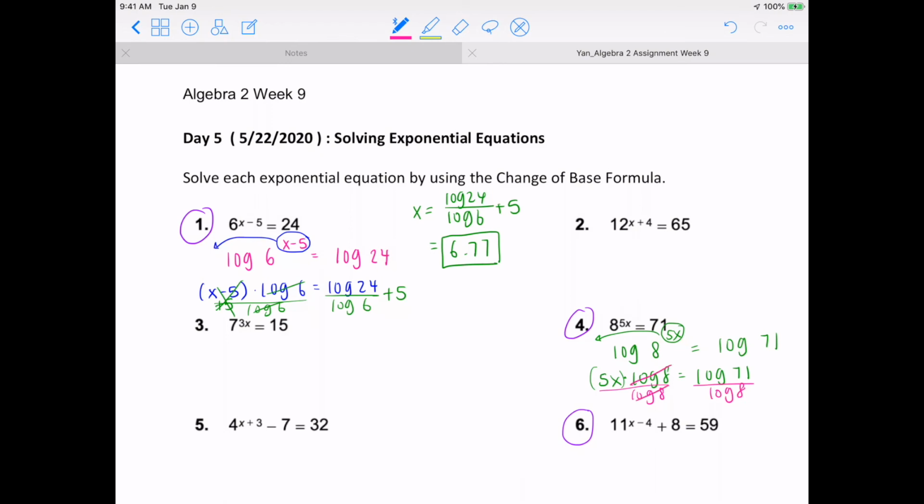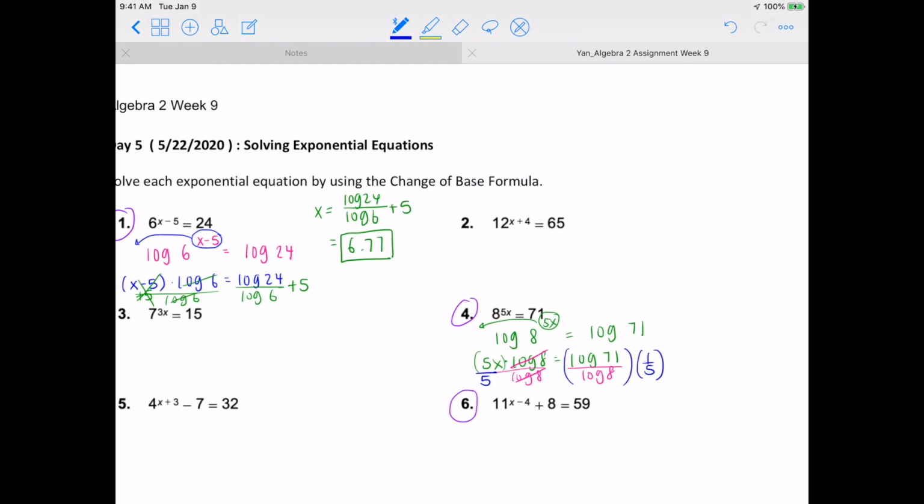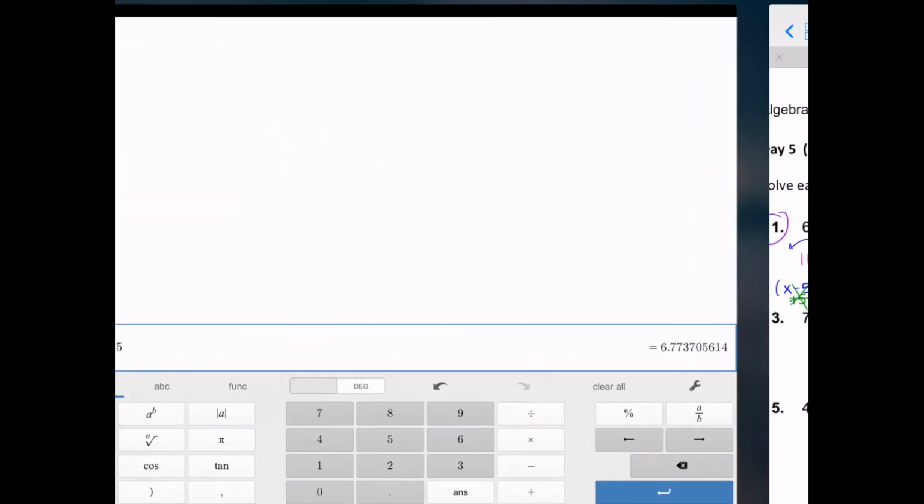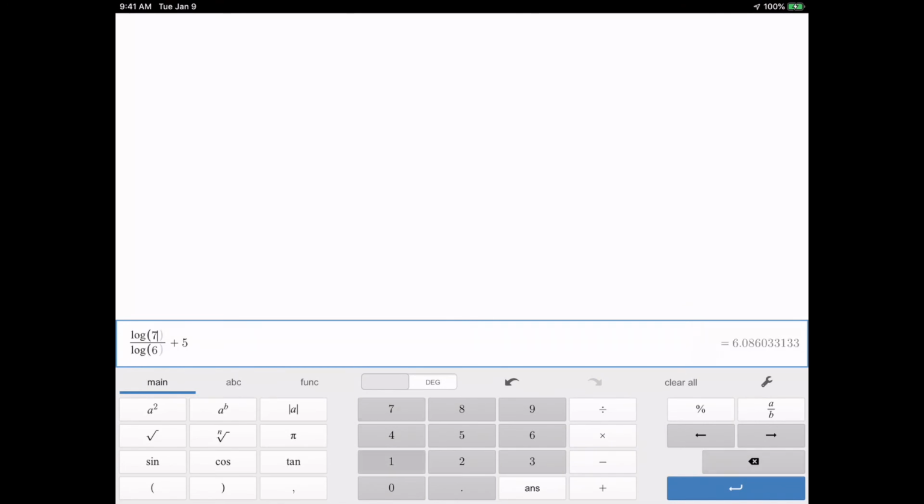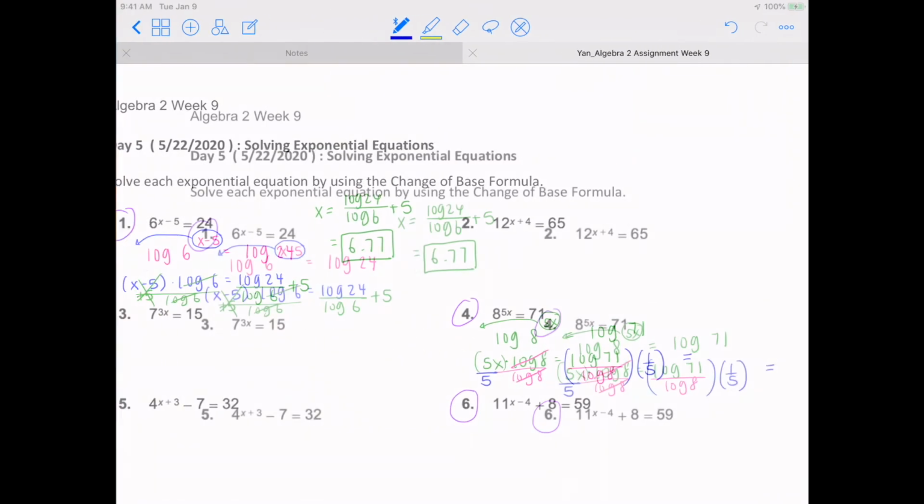And the last step, this one, the last step is different than the previous question. This one we're multiplying by the 5, right? Not adding or subtracting by the 5. So we have to get rid of the 5 by dividing by 5. On the right side, we can't really divide by 5 right there, so we're just going to multiply. Okay, let's go ahead and check our answer. We have log 71 over log 8, and we're going to times 1 over 5. 0.41.